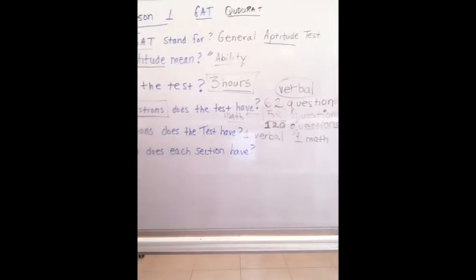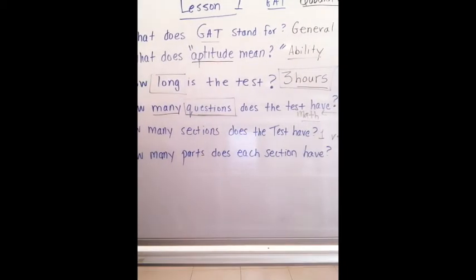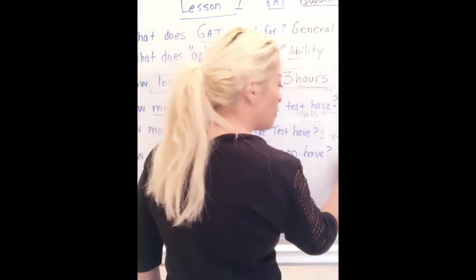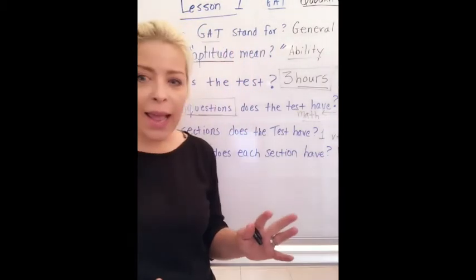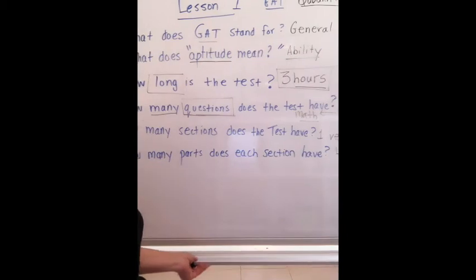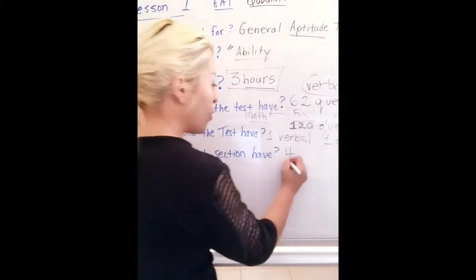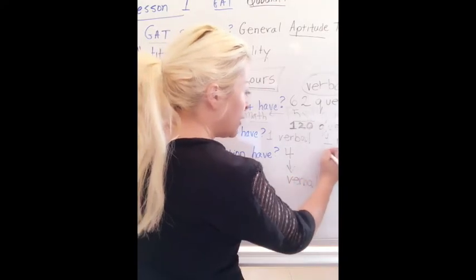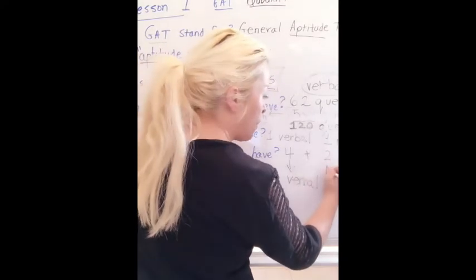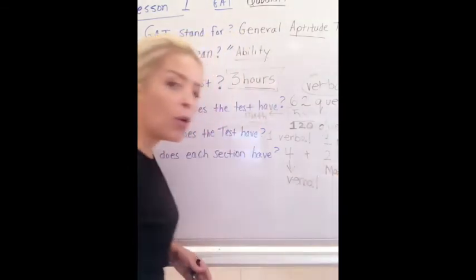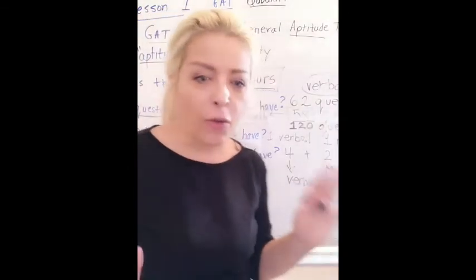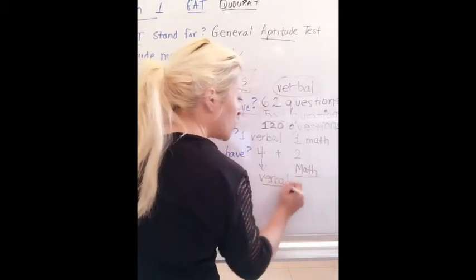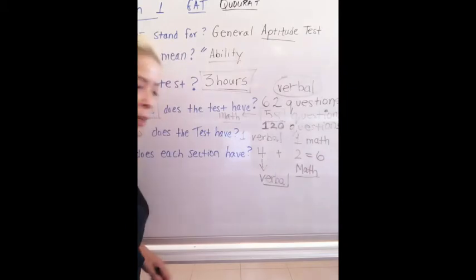All right. Now, how many parts does each section have? Okay, so the verbal part has four parts, and the math has 2. So you have 4 from the verbal and 2 from the math, or otherwise some people call it quantitative. So it's a total of 6 sections.